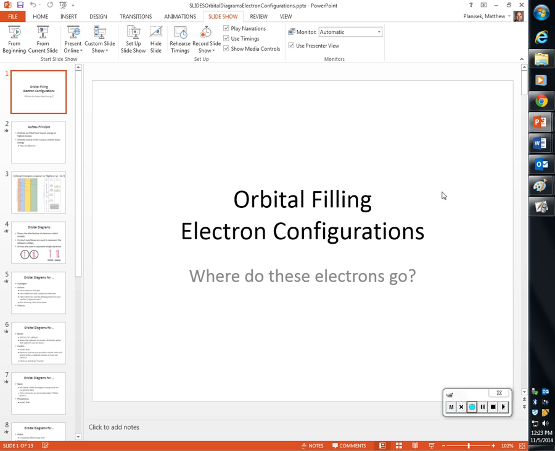Okay, on Monday, we introduced the idea of an orbital diagram. And like it says up on the title sheet from the slide presentation that we did on Monday, where do these electrons go? On Monday, we talked about three rules, or three principles, that go into determining where these electrons ultimately end up and what our orbital diagrams look like. So tell me about one of those rules.